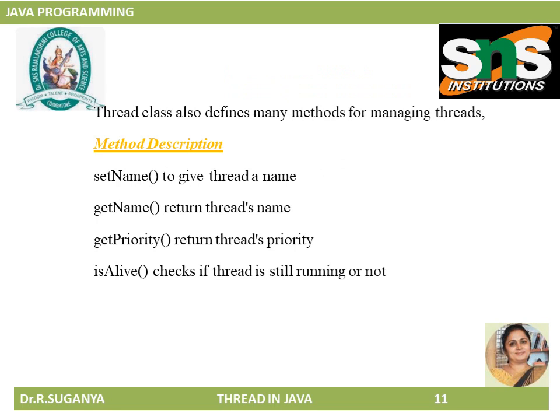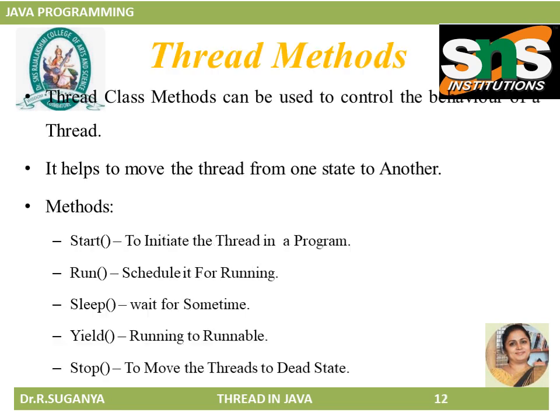Thread class also defines many methods for managing threads. There are some methods: setName, getName, getPriority, isAlive. Thread methods: Thread class methods can be used to control the behavior of a thread. It helps to move the thread from one state to another. So there are some methods like start, run, sleep, yield and stop.